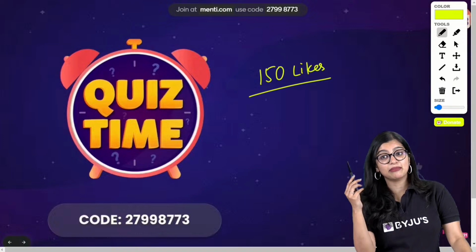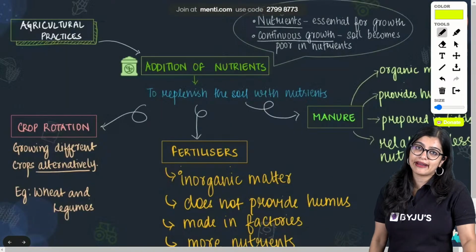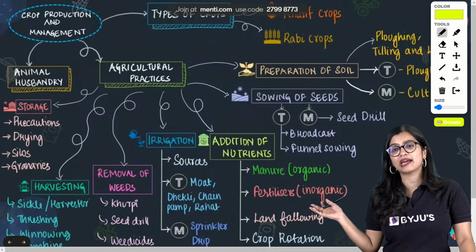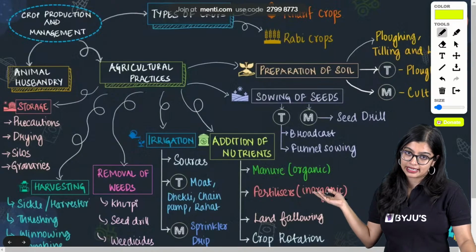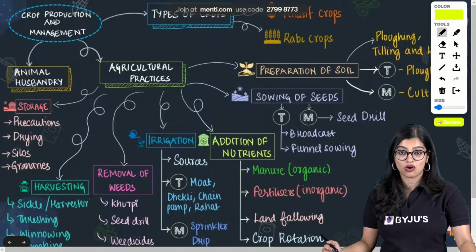Secondly, somebody was asking me, ma'am, did you make it from some software? Have you all realized that this is my handwriting? It is a handwritten mind map that I have made. I have not used any software. But if I were to make my own notes, this is how I would make them. So I have not used any software to make any mind map. I have made this on my own.